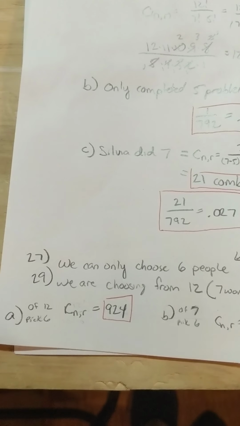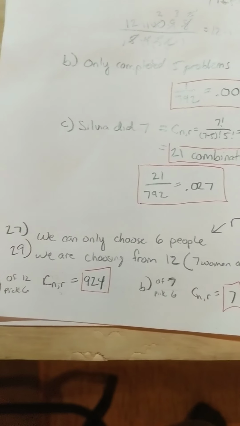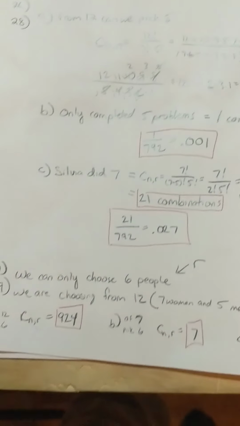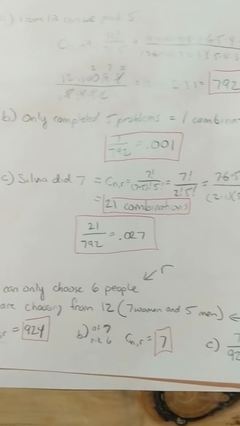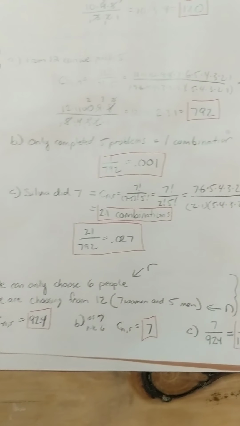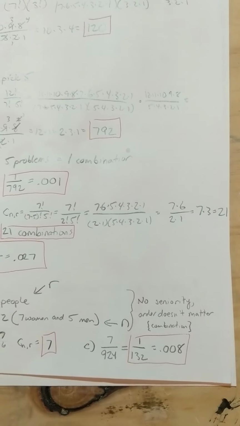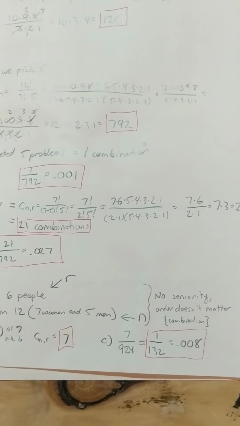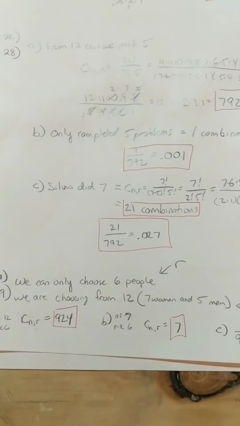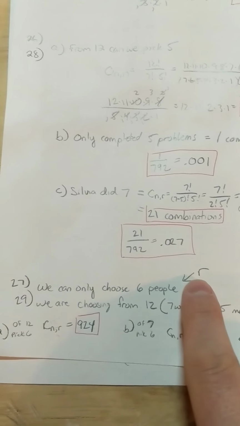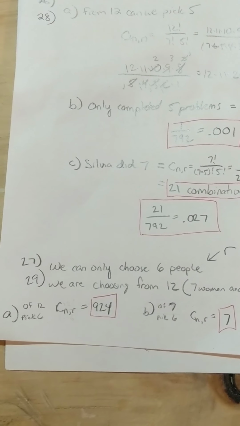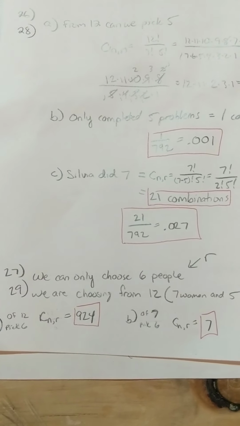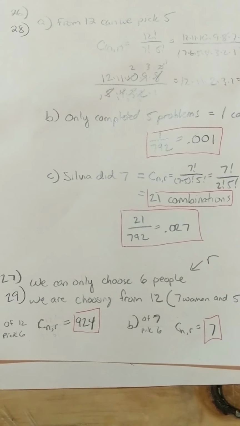Now the last one was tricky. We are only picking 6 people, but we are choosing from 12 different candidates. 7 of those candidates are women and 5 are men. There's no seniority, order doesn't matter, so therefore this is a combination. The 12 will be our n value, the 6 is our r value. So we're picking 6 of the 12. If I were to do the combination of picking 6 of 12, there are 924 different combinations.